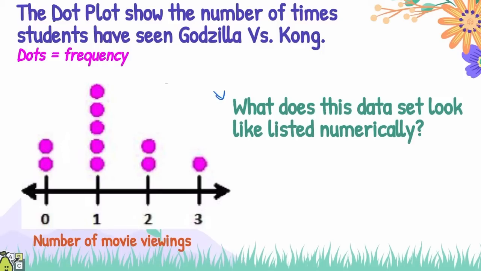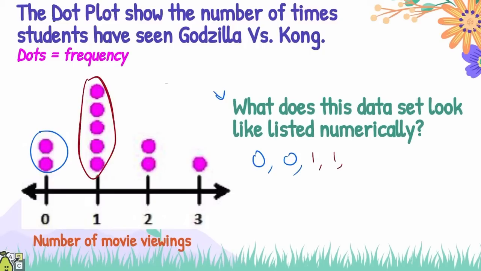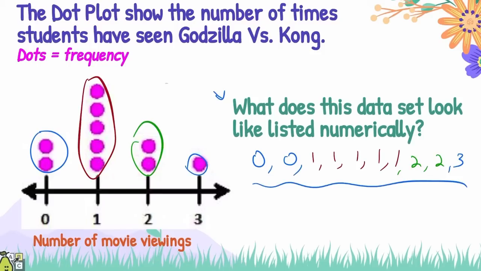So look at our question. What does this data set look like listed numerically? Take a guess. So if we were going to actually list this out as numbers, we would want the number 0 twice. And then we would want the number 1 5 times, the number 2 twice, and then the number 3 just once. And then we could do whatever we needed to do with that data set, and it's already in order.